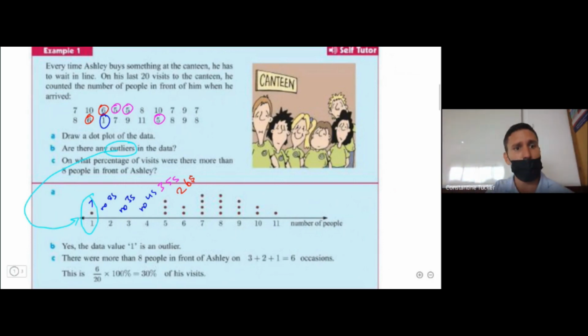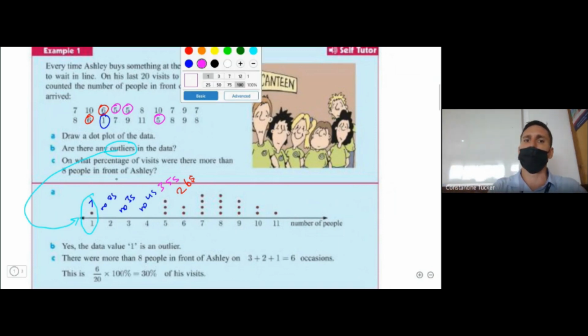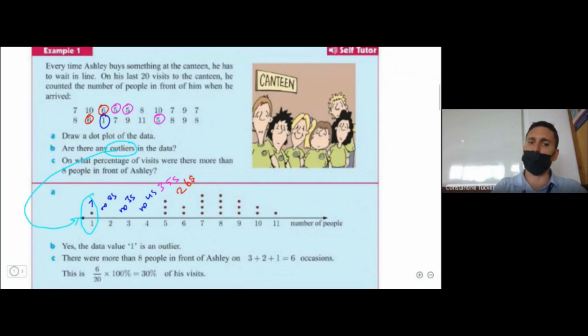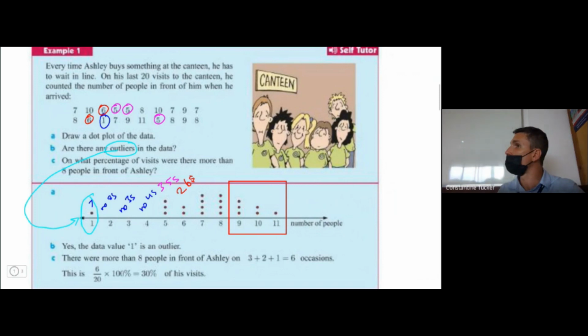Okay, right. Now, what was the final question? On what percentage of visits were there more than 8 people in front of Ashley? More than 8 people. Let's see. More than 8 people would be 9 or 10 or 11. Because it only happened one time. The 11 happened one time. If you count, there's only one of them, right?